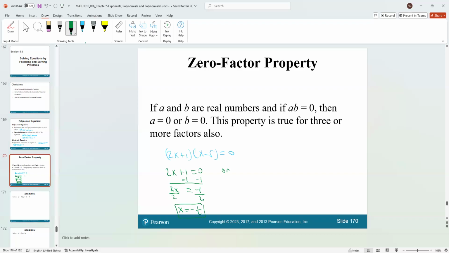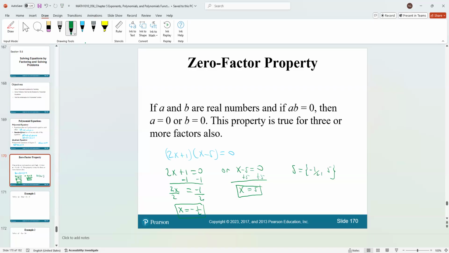Remember, it's either 2x plus 1 equals 0 or x minus 5 equals 0. If you add 5 to both sides, you're going to have x equals 5. Now you have two answers that you can go back and check in the original equation. If the answer shows that left equals right, then you leave it like this. If it's not, then you say there is no solution. In this case, because it's only polynomials, we know the solutions are negative 1/2 and 5.